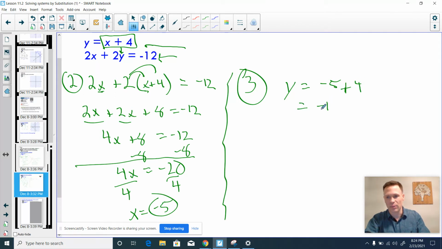And then this is obviously going to be equal to negative 1. So where do those two lines intersect? The answer is negative 5, negative 1.